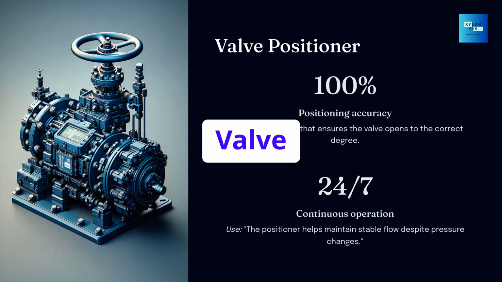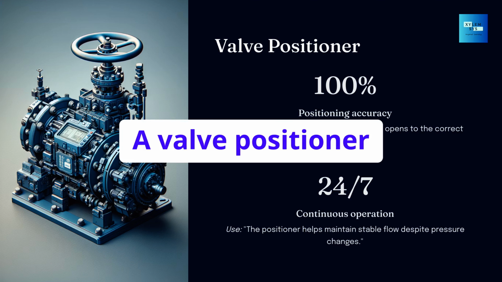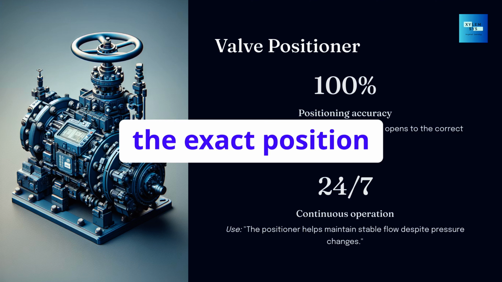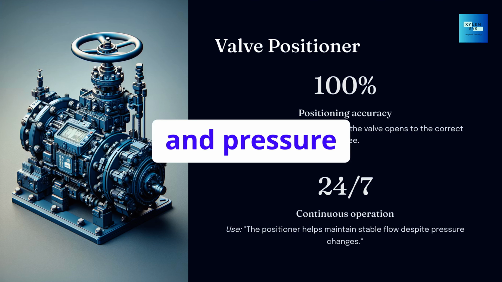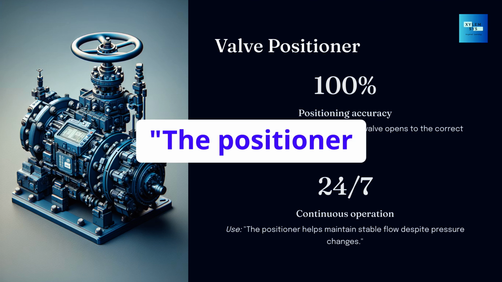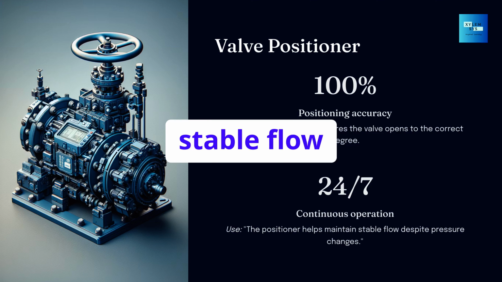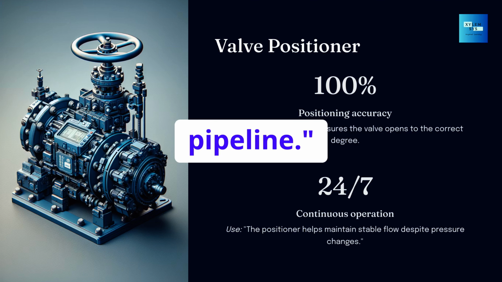10. Valve positioner. A valve positioner ensures the valve opens to the exact position commanded by the controller. It compensates for friction and pressure to provide accurate control. The positioner helps maintain stable flow despite pressure changes in the pipeline.